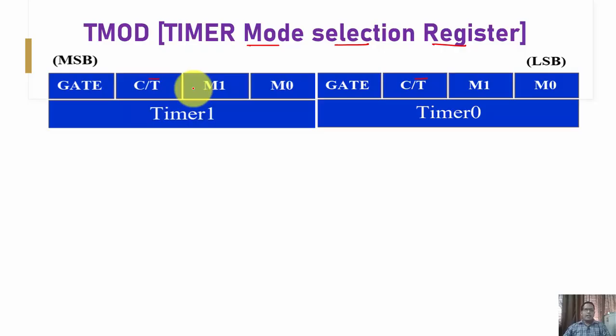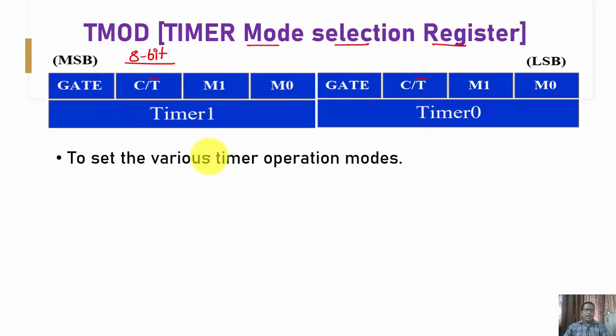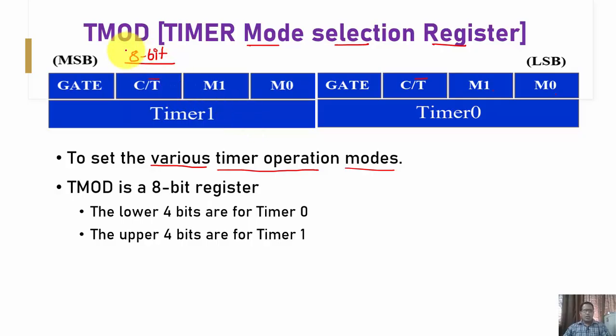It is basically an 8-bit register, and these are the bit configuration: M0, M1, C/T bar, gate, again M0, M1, C/T bar, gate. As said, this TMOD register is basically used to set the various timer operation modes. It is an 8-bit register, out of which the lower 4 bits are used to set the proper mode of operation for timer 0, whereas the higher 4 bits are used to set the mode of operation for timer 1, right?